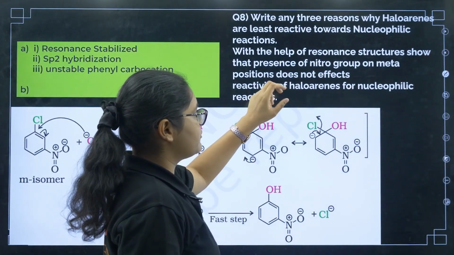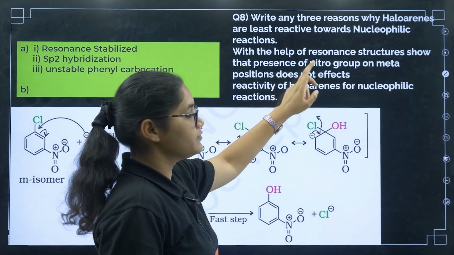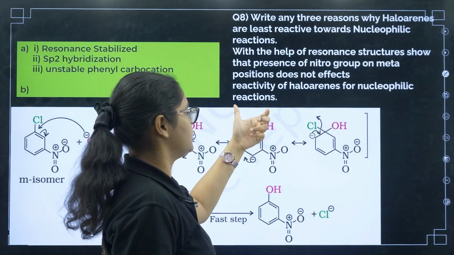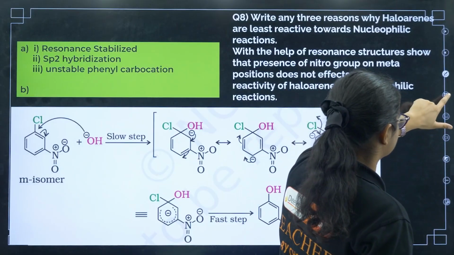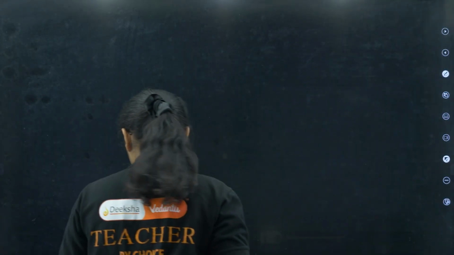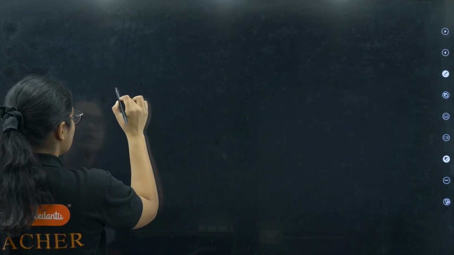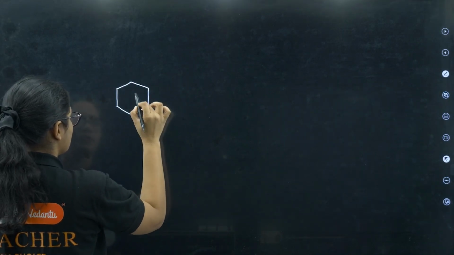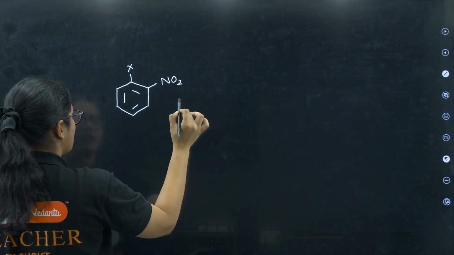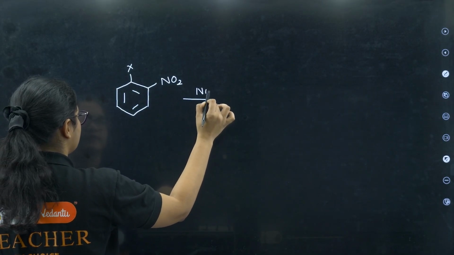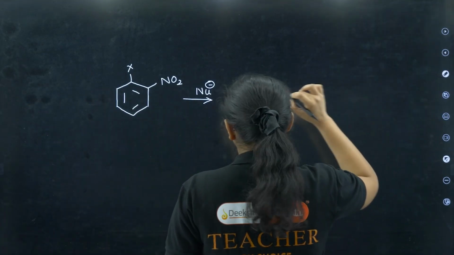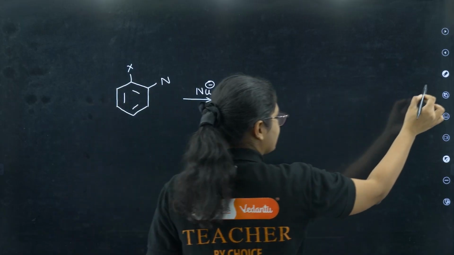Okay, next, with the help of resonating structures show that the presence of the nitro group on meta position does not affect the reactivity of haloarenes for nucleophilic reactions. So I just want to explain this one here. See, just now I drew, if you have X group here and nitro group here. Okay, now suppose one nucleophile wants to attack the ring. Okay, then what will happen? How can I draw? So what should be the condition? When can this attack take place?